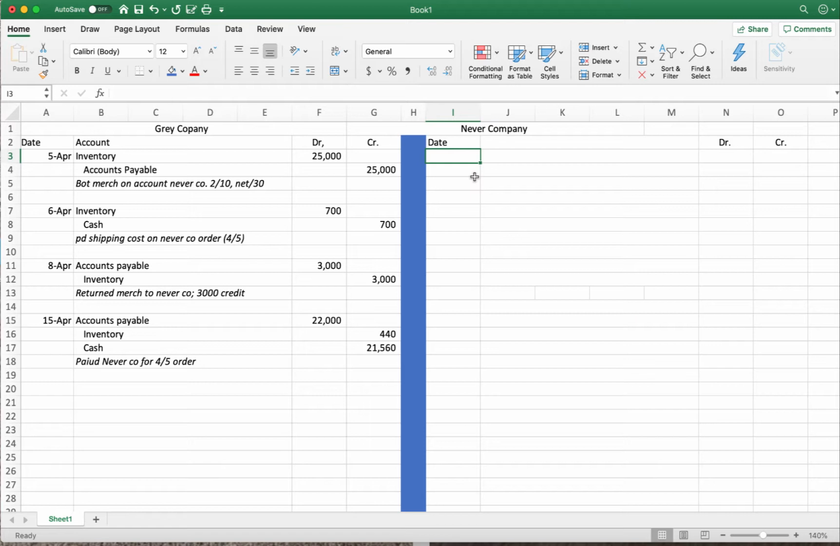So we're going to look at the same transactions from the side of the seller, Never Company. Okay. So first off, we're going to say 4-5. What did we do? We had a sale. We sold merchandise to somebody. Great. We also need to recognize the cost of that. Okay? So, first let's book the revenue portion of that, or the sales amount. Okay? So, what am I receiving? Am I getting cash? No.